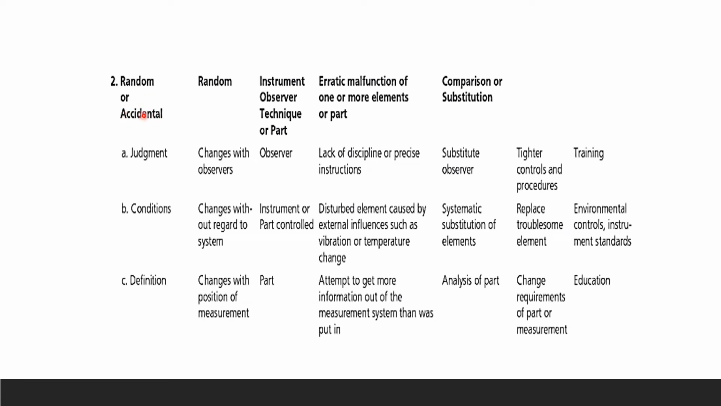The second error is your random or accidental error. This is out of your control because it's an accident. It is a random error in your instrument, observer, technique, or part, okay? And it's happening as an erratic malfunction of one or more elements or parts. You can fix it by comparison or substitution. And there are three types of random error: your judgment, your condition, and then your definition. Okay. And again, try to get all of this, and they're going to be on your test.